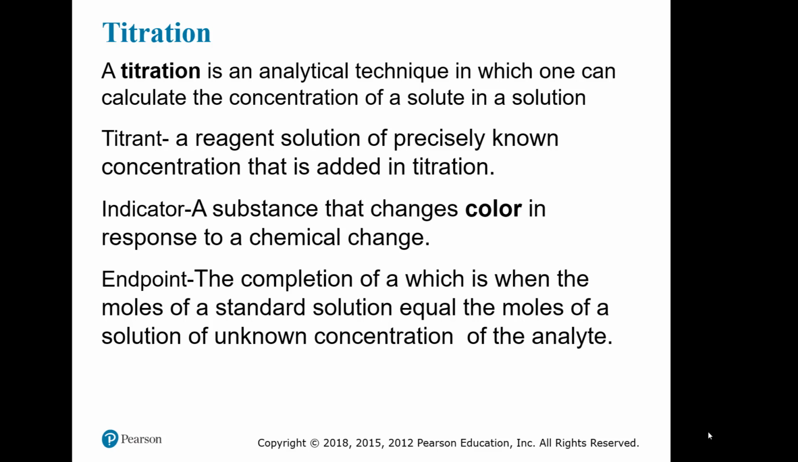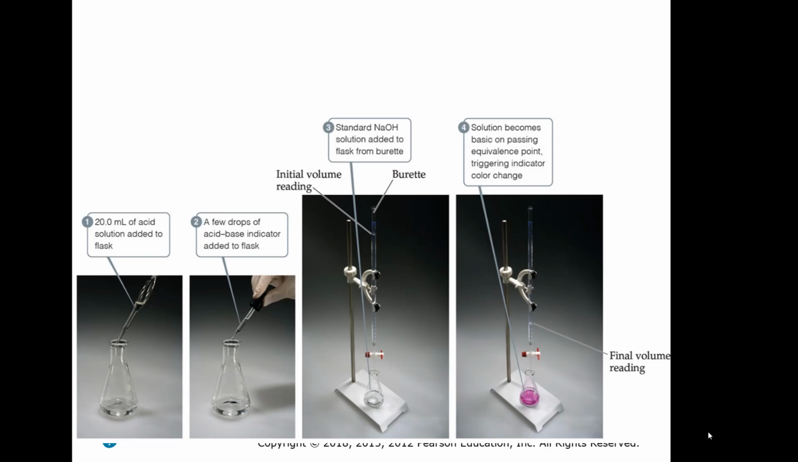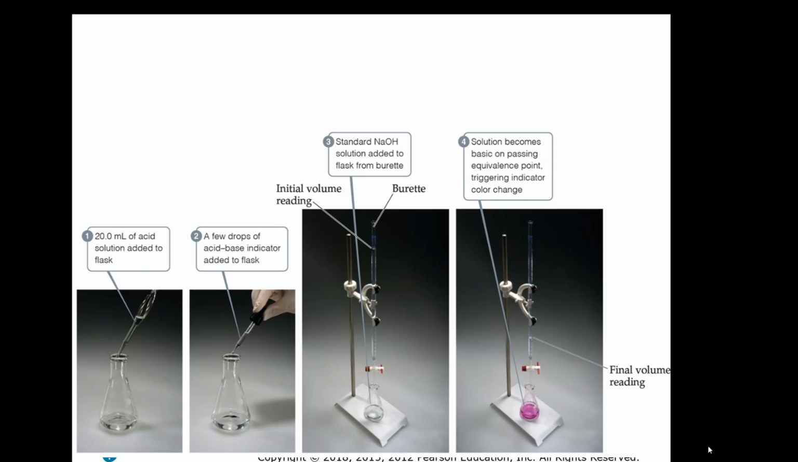One of the most common titrations is an acid-base titration, and we do this to determine the concentration of an acid or a base by exactly neutralizing the acid or base with an acid or base of known concentration. The goal of the titration is to determine the concentration of an unknown analyte by reacting the analyte with a standardized solution of known concentration. The volume of titrant reacted is called the titration volume.